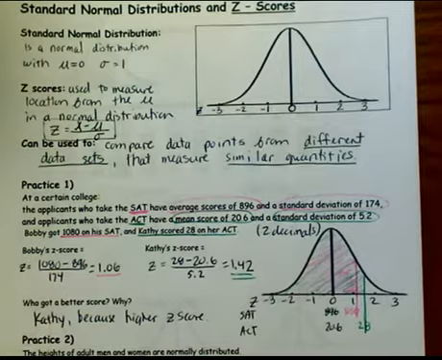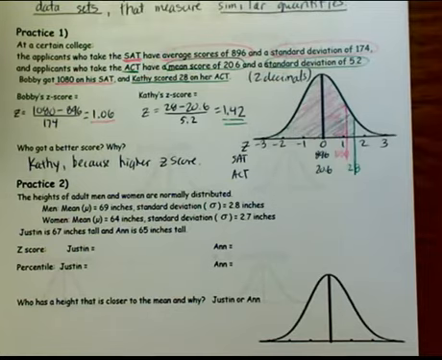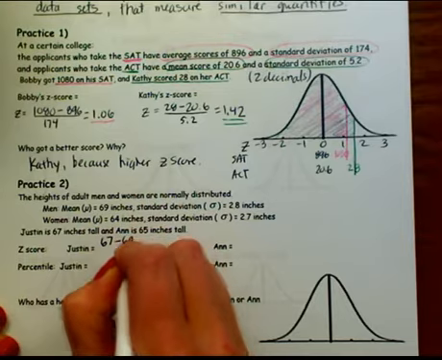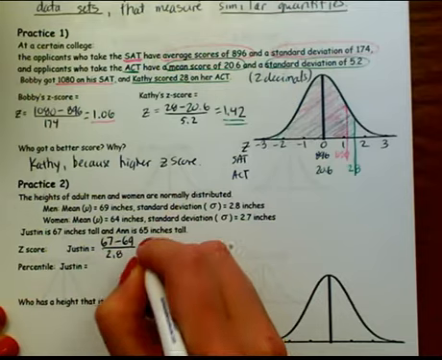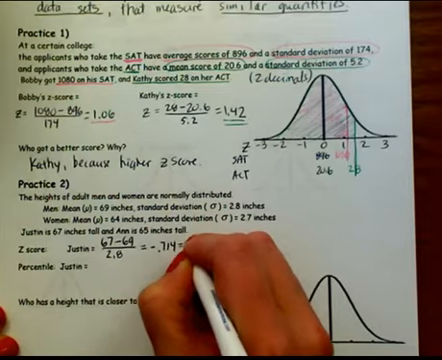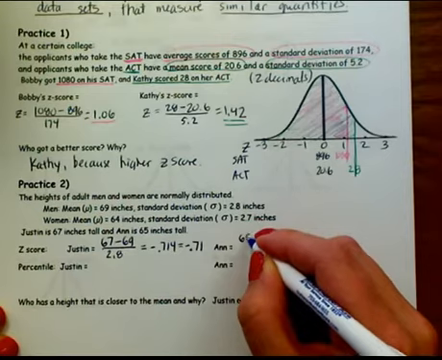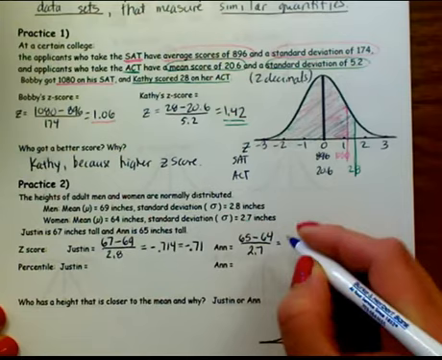All right, let's do the second example. Go ahead and try it and then check the answer. Pause it, then play when you're ready to check. 67 minus 69 over 2.8 is negative 0.714, so negative 0.71. Anne is 65 inches tall minus the mean over 2.7, which is 0.37.